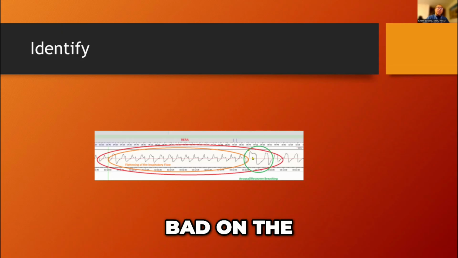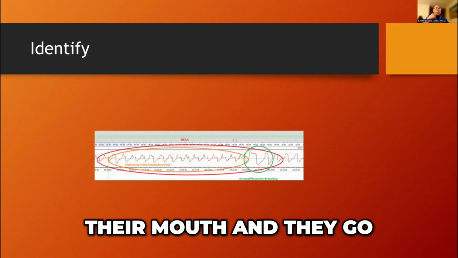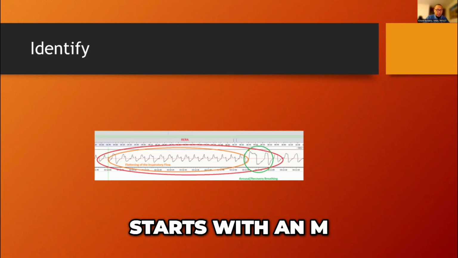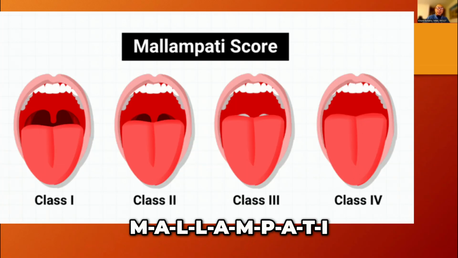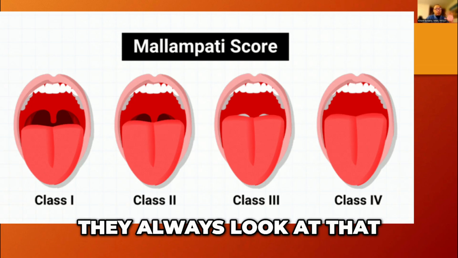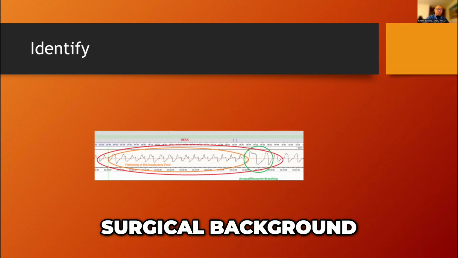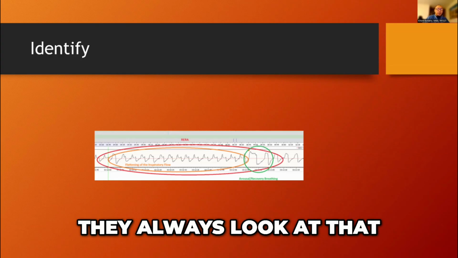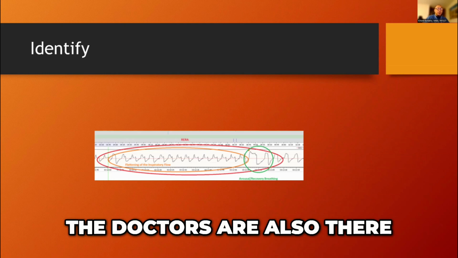they're pretty bad on the what scale is that? When you ask the patient to open up their mouth and they go, what is that called? Starts with an M, Mallampati. So usually ENT doctors that are also sleep boarded, they always look at that. And also some doctors who have surgical background, they always look at that. Not all labs will ask you to do a Mallampati, but usually when they do, the doctors are also there.